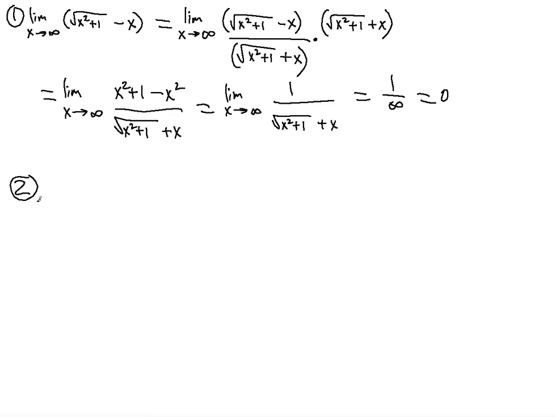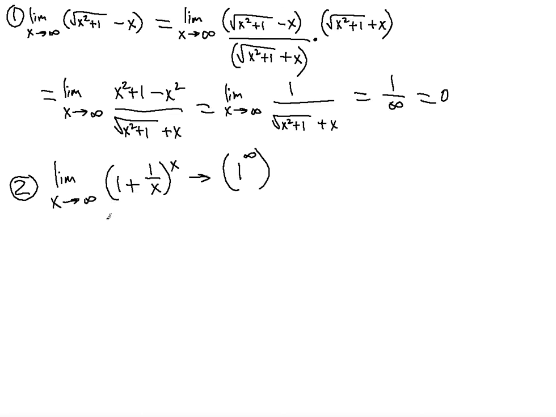Now the second example in this video is the limit as x approaches infinity of 1 plus 1 over x, raised to the x power. As you can see, if you try to evaluate this limit as it is, you will get an indeterminate form. 1 over infinity is 0, so you will get 1 raised to the infinity. That's an indeterminate form, so you have to get rid of it.